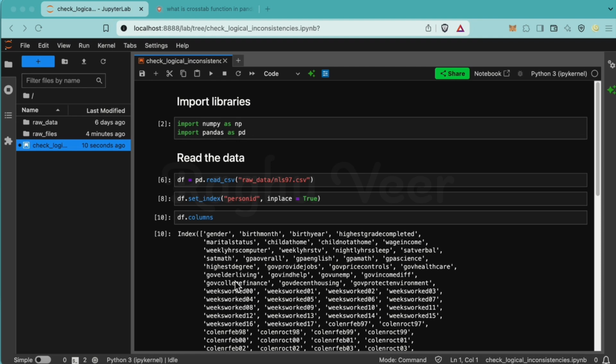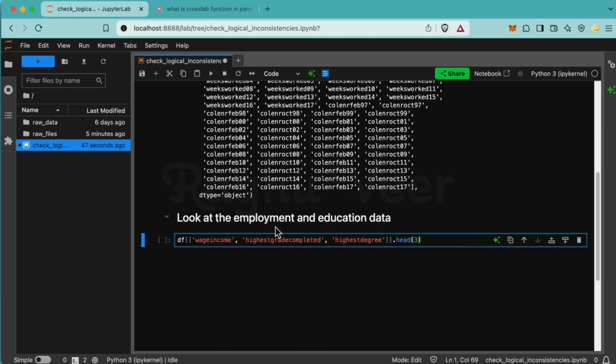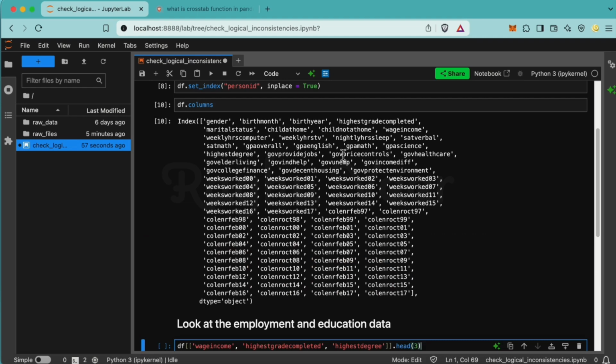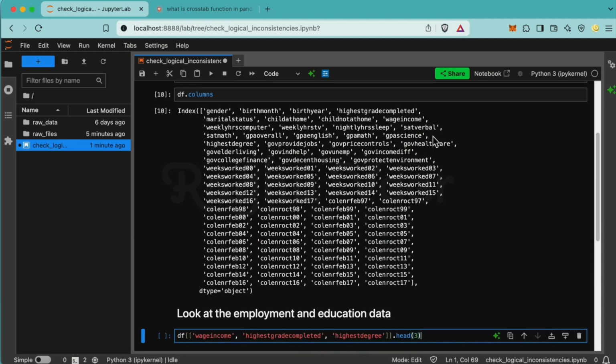This is a continuation to the previous video. In this video, we're going to check the logical inconsistencies in the data. So these are all the columns in our data frame. I'm looking at the employment and education data from the data frame. I selected wage income, highest grade completed, and highest degree.